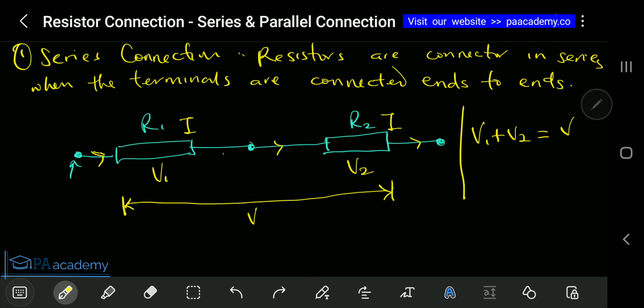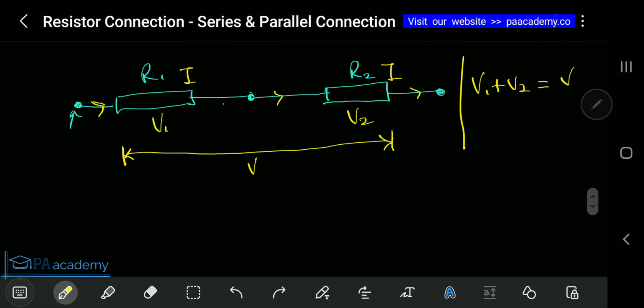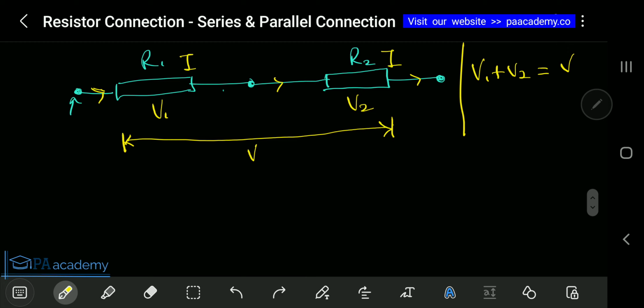Okay. So that means we can say that our V1 plus V2 is equal to V. Let's call this equation 1 and this equation 2, so that we don't mix everything up.